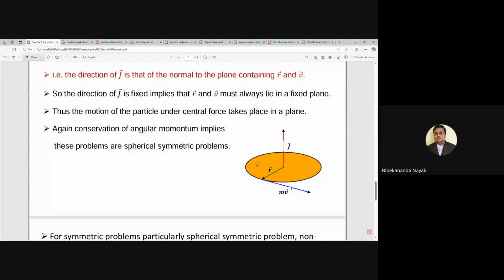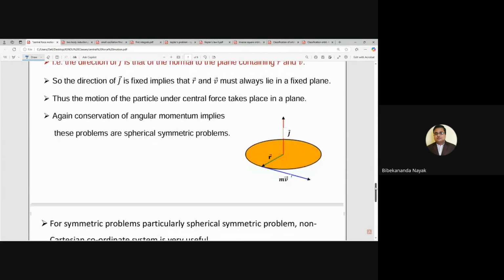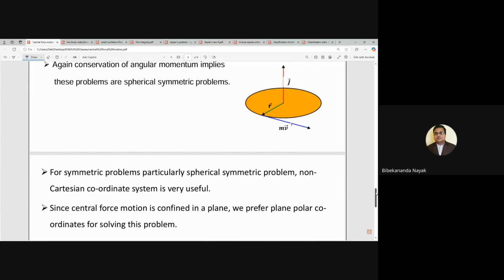R cross V, so if R is in this direction away from a center, then the J direction is fixed. So motion always occurs in a plane. A plane means we need only two coordinates. So we use polar coordinates R and theta to solve this. Okay.